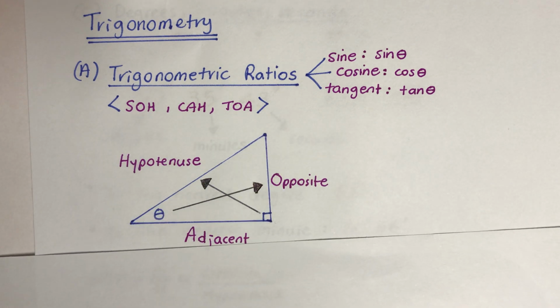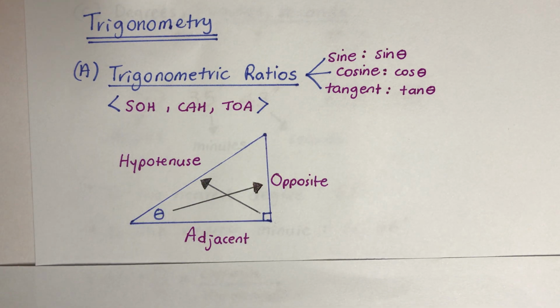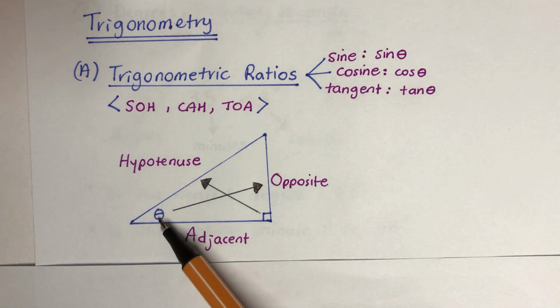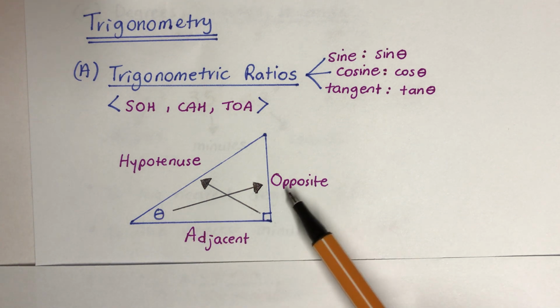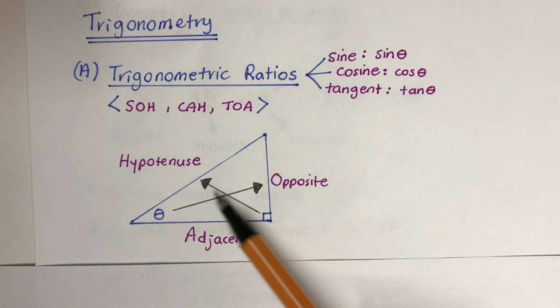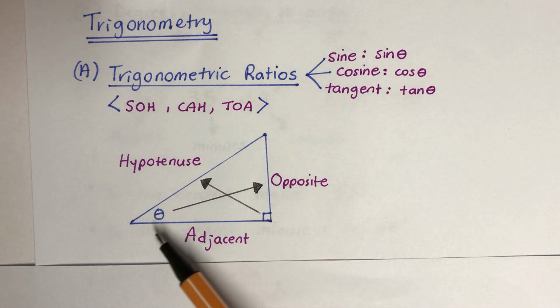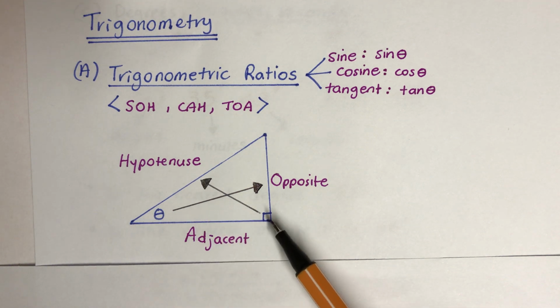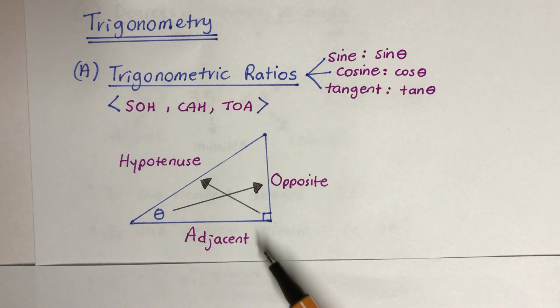So let's have a look at the right angle triangle. Now, as you can see, the side opposite to the angle is called opposite. Opposite to the right angle is the hypotenuse. And the side next to the angle, with the 2 angles, is adjacent.